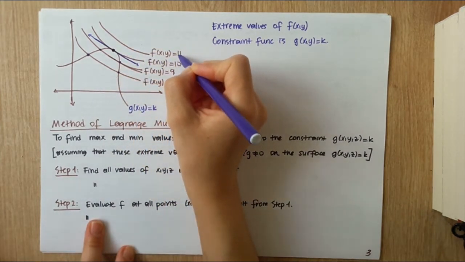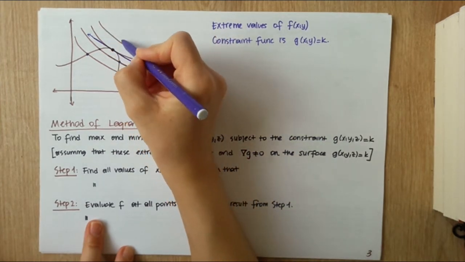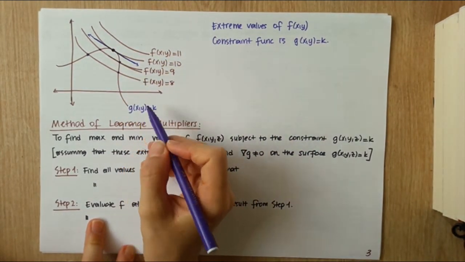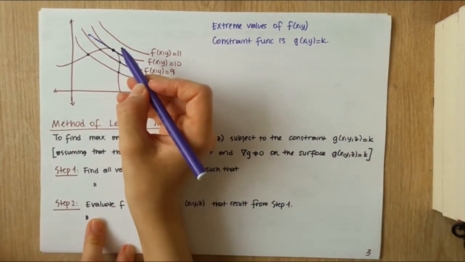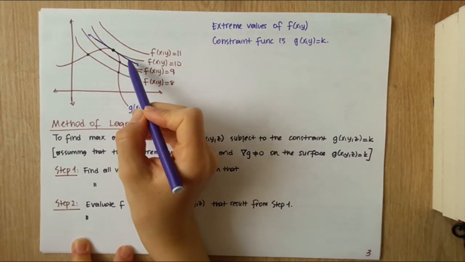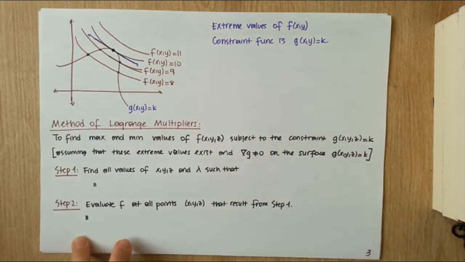10 one more time, because if I choose c as 11, there is no intersection point here with g of xy. Okay, so we should look for the point at which it is on the tangent lines of g of xy and f of xy at the same time. This is a common tangent line.